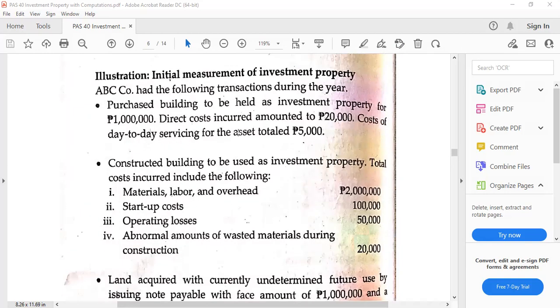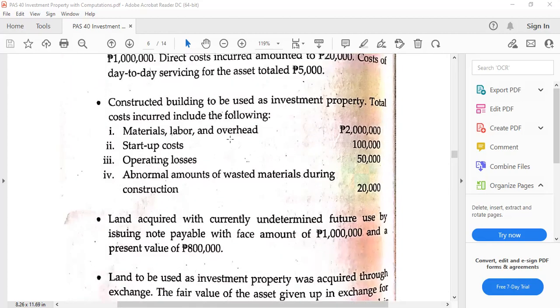Let's dissect one by one. For the purchase of the building, which is to be held as investment property, no doubt it's really investment property, but the question is how much? That's 1 million pesos, direct cost of 20,000, and of course, the cost of day-to-day servicing is to be X'd out or not to be included because it would not actually add more benefits to the investment property. In addition, the IP is already ready for its use. So that would be 1,020,000.